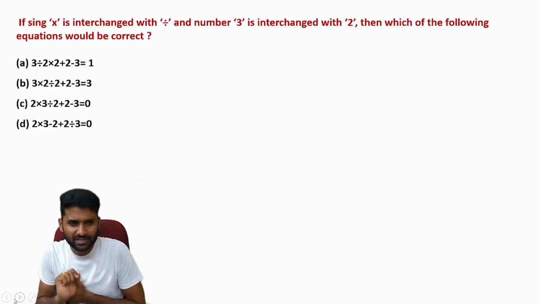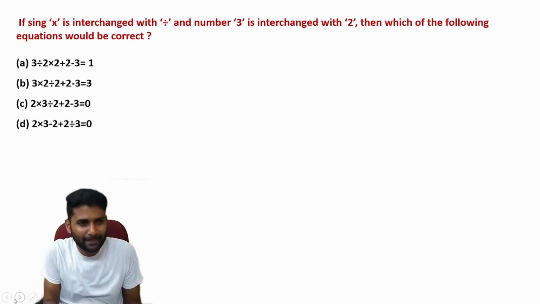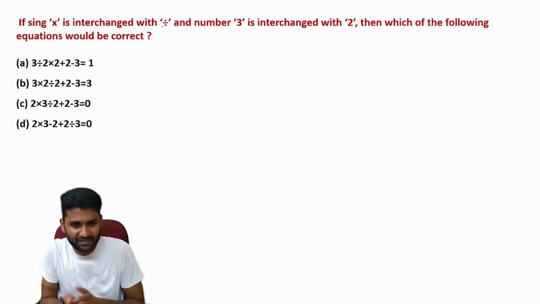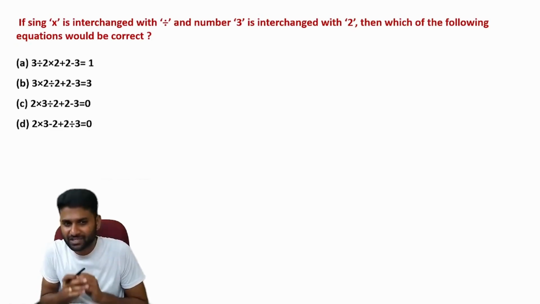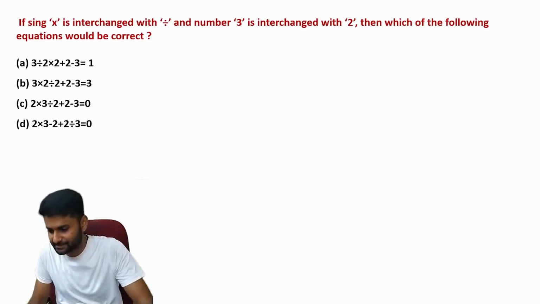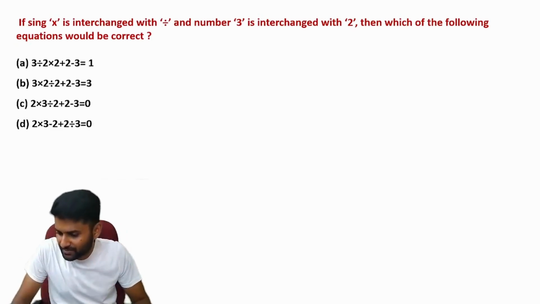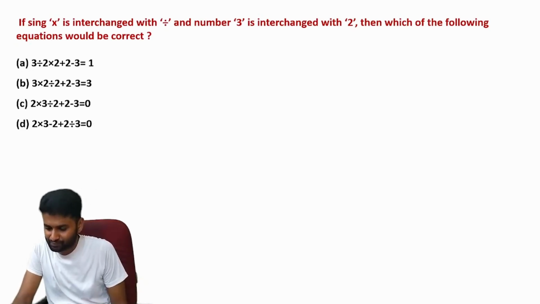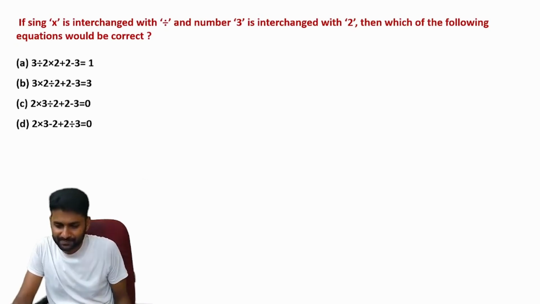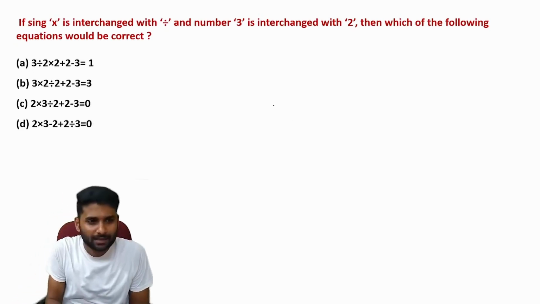Now here the information says that if the sign multiplication is interchanged with division and number 3 is interchanged with 2, then which of the following equations would be correct? Go through the option verification. Which of the equations could be correct? See, you should replace multiplication with division. 3 should be replaced with 2.